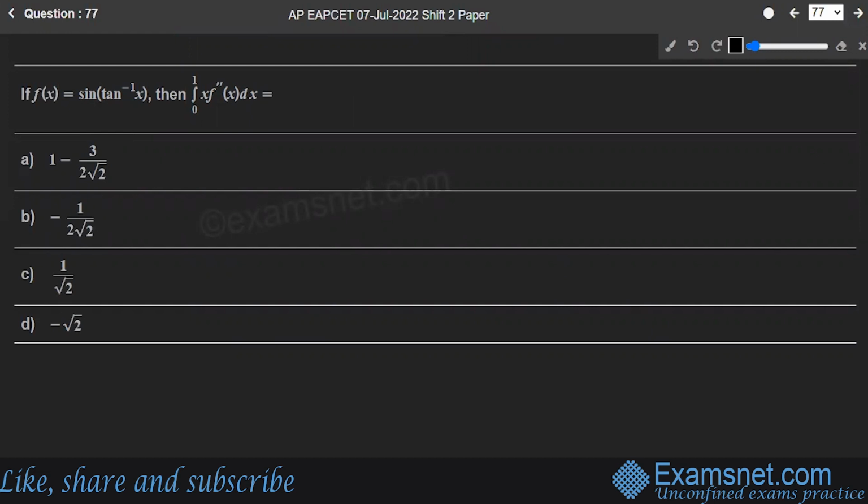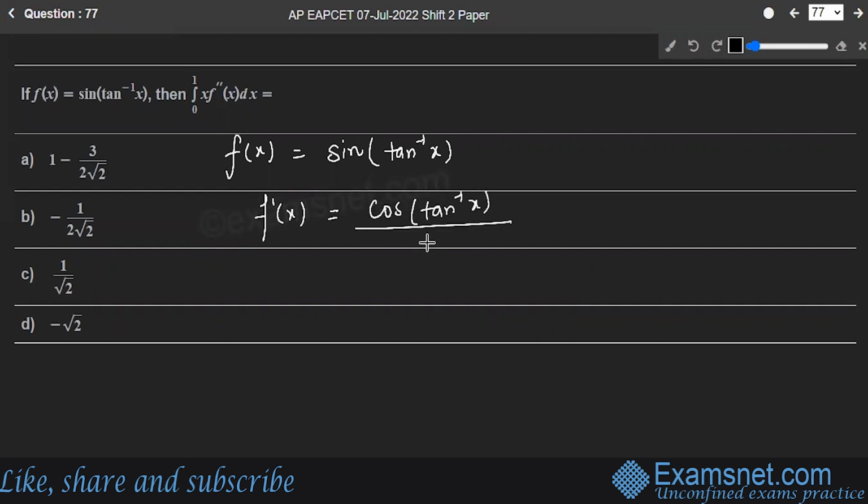You are given f(x) is equal to sine of tan inverse x, then integral of 0 to 1 x times the second derivative of f(x) dx is equal to what? So first thing, you are given f(x) is equal to sine of tan inverse x. Let's find out the first derivative. So first derivative is equal to cos of tan inverse x upon the derivative of tan inverse x, which is 1 plus x square, right? This is the first derivative.